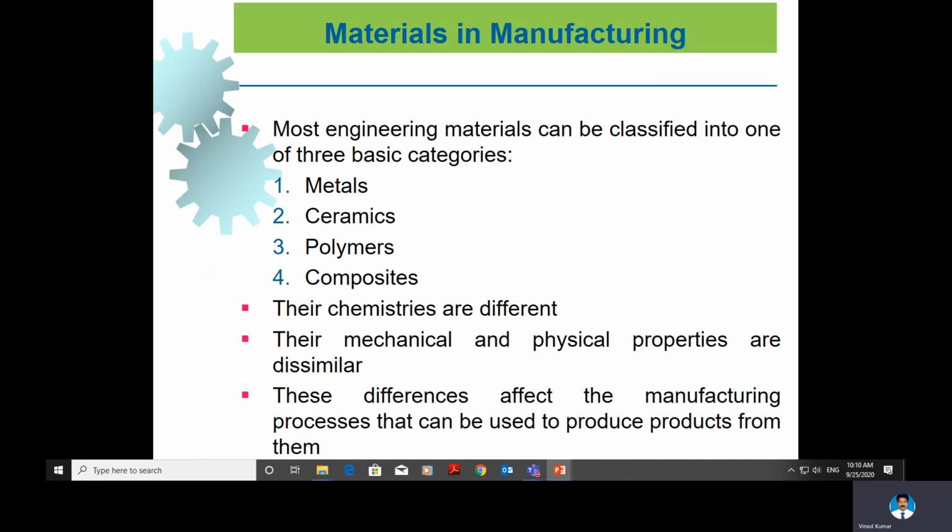Whenever we talk about materials, there are mainly four categories of raw materials: metals, ceramics, polymers, and composites. Definitely their chemistries are different, depending on the specific application, depending on the strength required, depending on the properties required, depending on the manufacturing process. We select either metal, ceramic, polymer, or composite for a specific product. Definitely their properties are different. Hence, definitely the manufacturing process to produce a product also will be different.